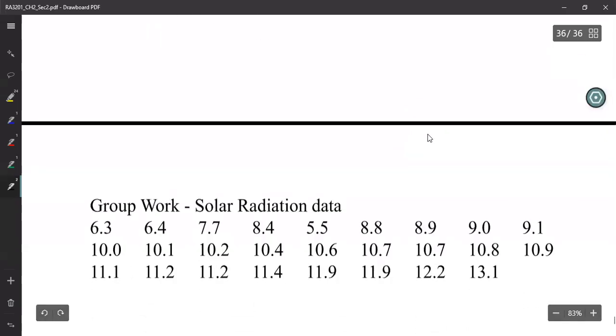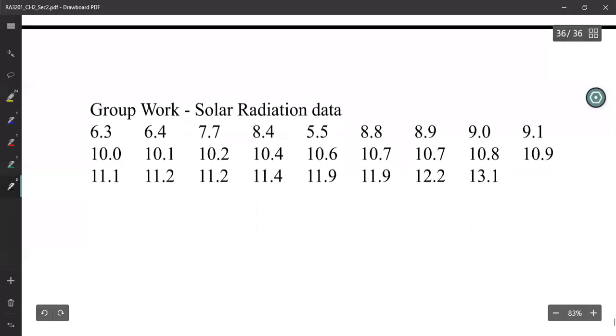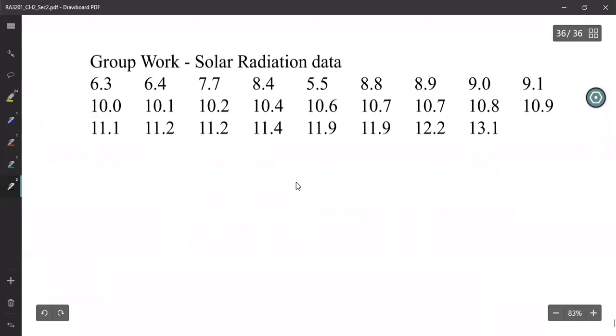I was thinking about doing a group work, but it's now 3:15 and we don't have much time, but you can try this one. The solar radiation data set, you already have the quartiles for this one. Try to find the limits for the outliers, draw the box plot and try to interpret it. So as homework, try to draw the box plot for the solar radiation data. Any questions so far?